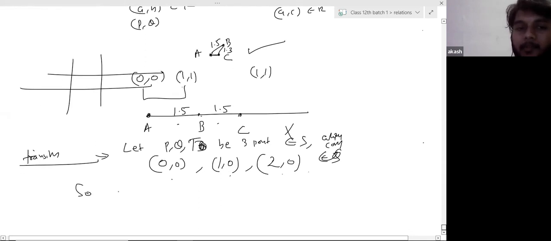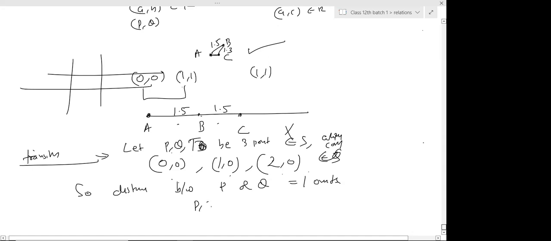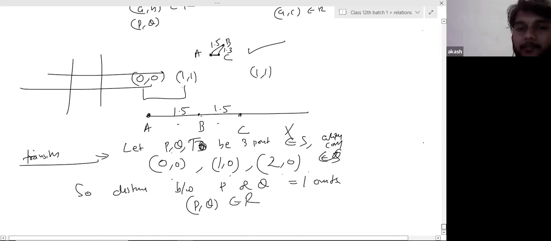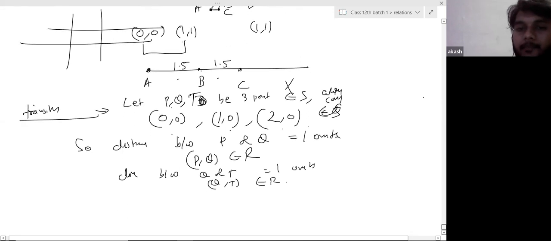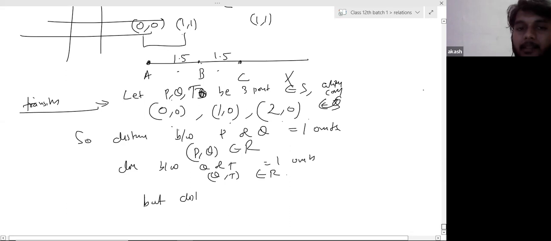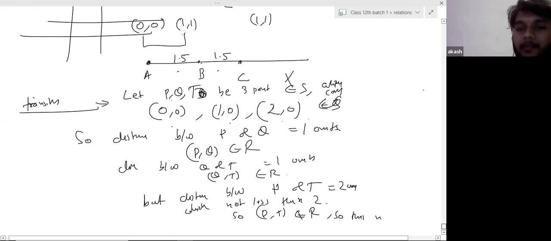All right. So the distance between P and Q is 1 unit, right, everyone? The distance between P and Q is 1 unit only. Yes, sir. So P, Q belongs to R, and we can say the distance between Q and T is equal to 1 unit. So Q, T also belongs to R, but the distance between P and T is 2 units, which is not less than 2. So P, T does not belong to R. So this is not transitive.